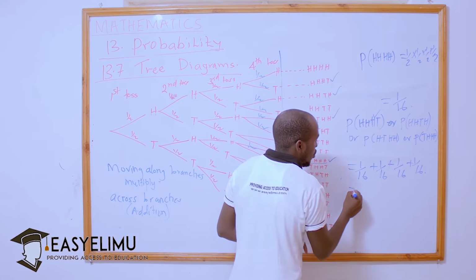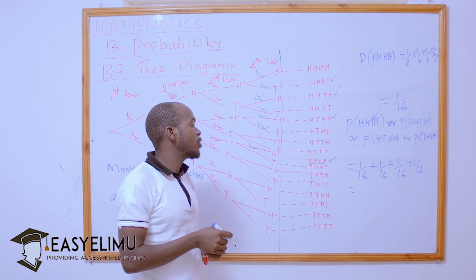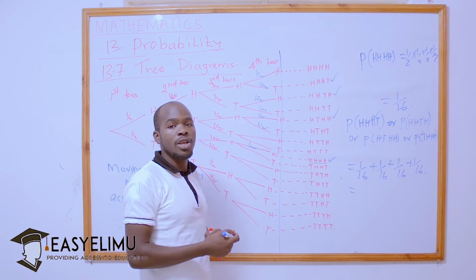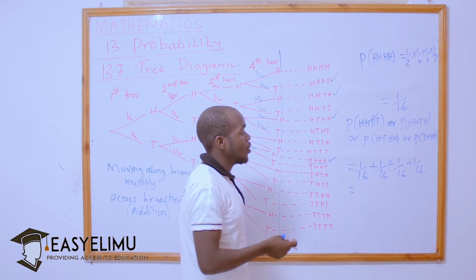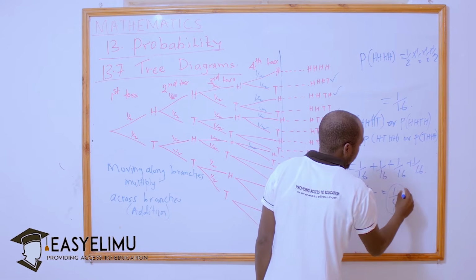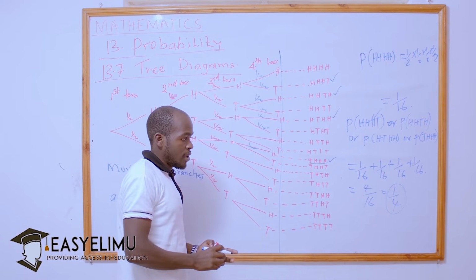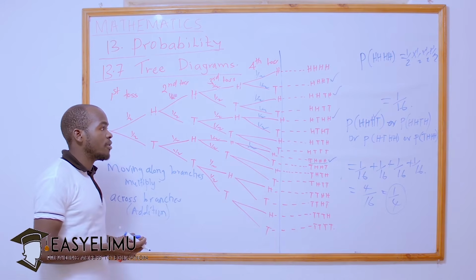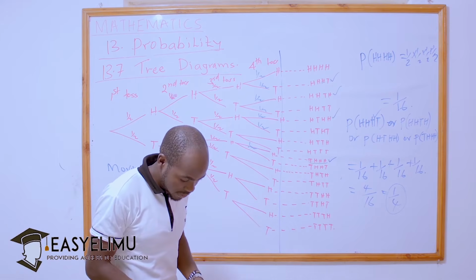If you add them together, these are mutually exclusive events. Meaning, if you move across the branches, you are dealing with mutually exclusive events, but if it's along the branches, those are independent events. So if we add these, we get 4/16, which gives you a quarter. That is how we work out mutually exclusive events using a tree diagram, and independent events the same way. So that's how it is worked out.